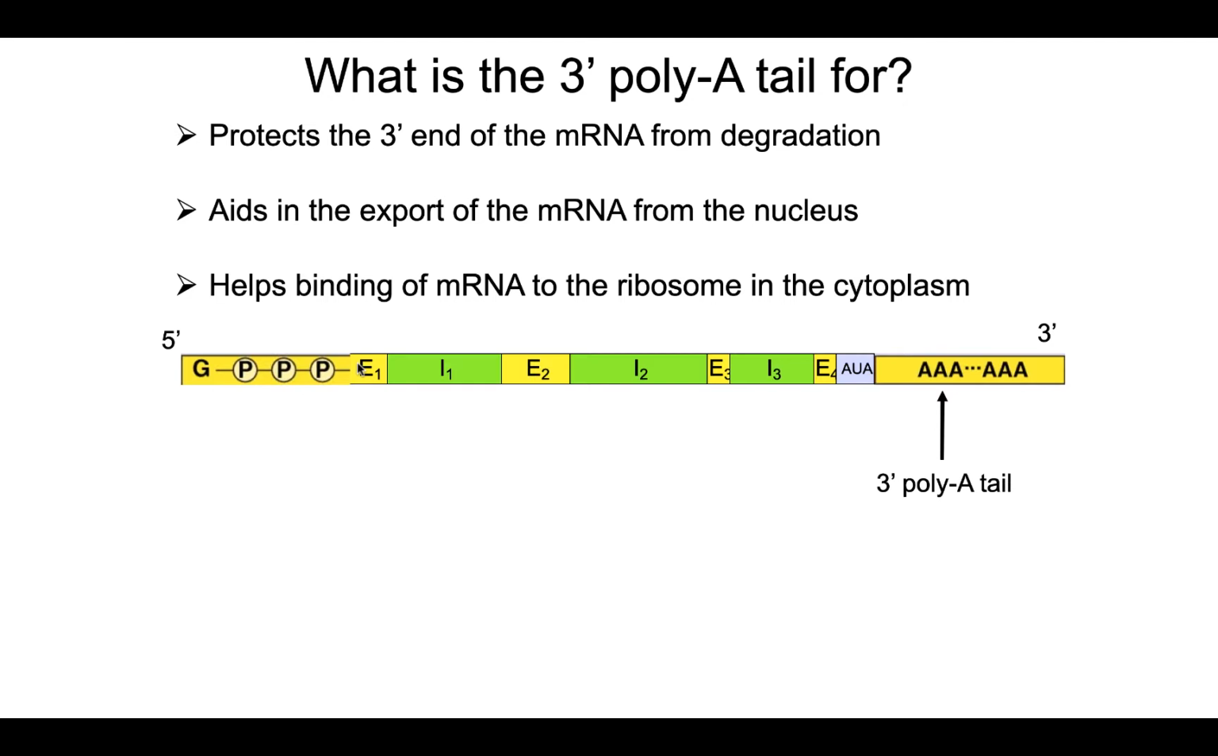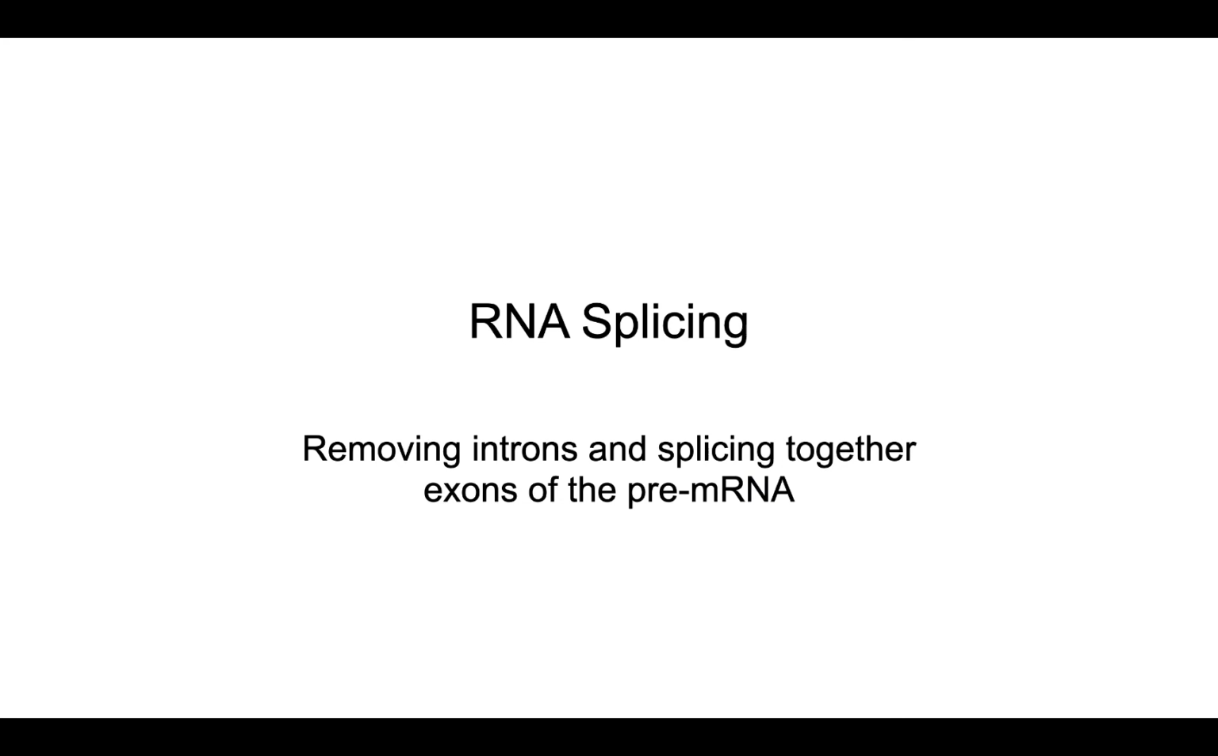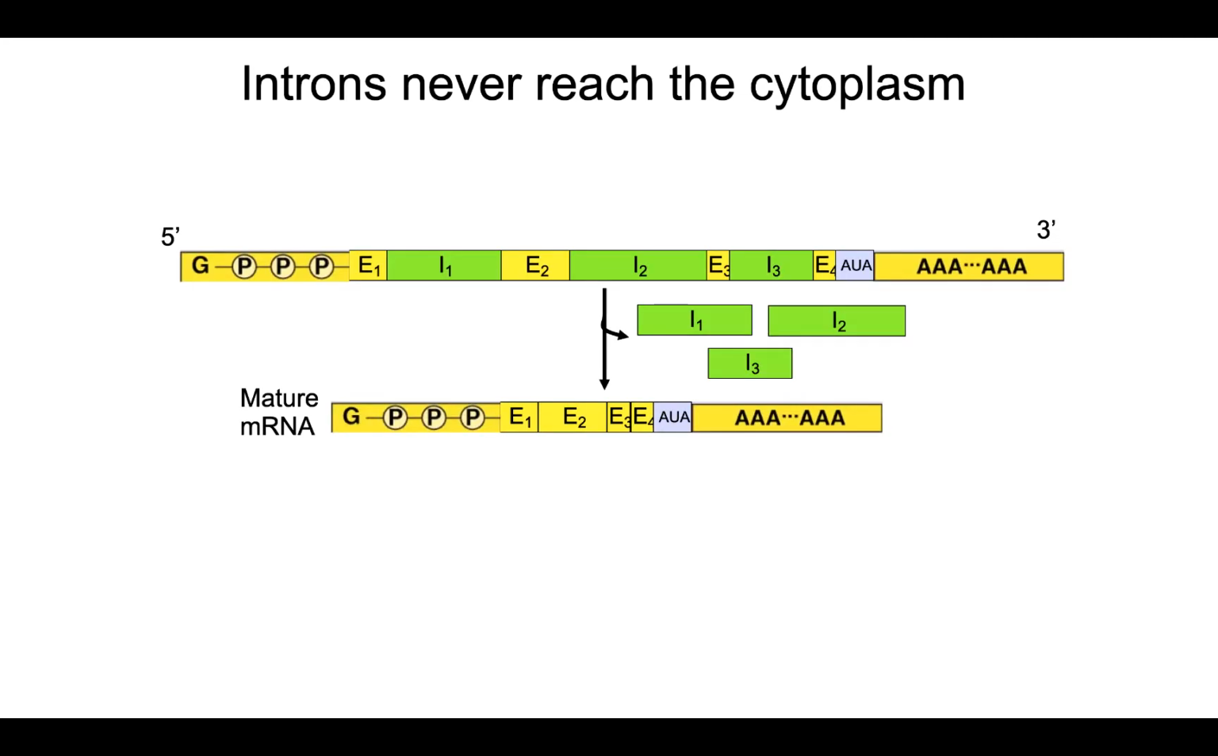Now comes the most complex processing, which is called RNA splicing. What RNA splicing is, it's removing these introns, and these introns can be quite large. Removing the introns, and then splicing together each of the exons. And so what you end up with at the end of splicing is your mature messenger RNA that will then be exported from the nucleus into the cytoplasm.